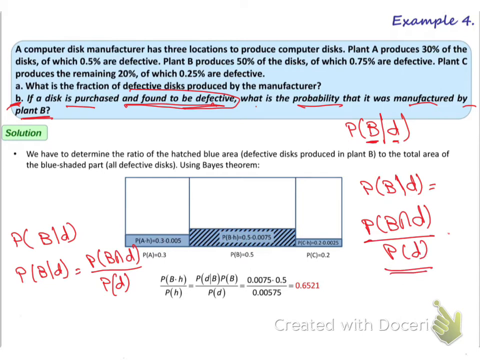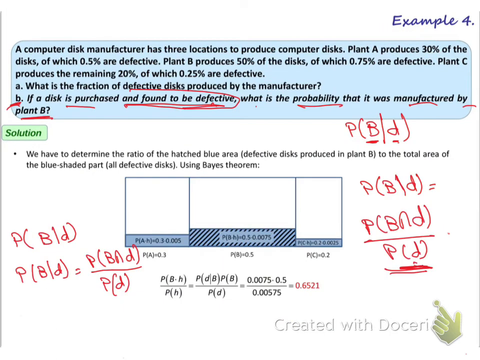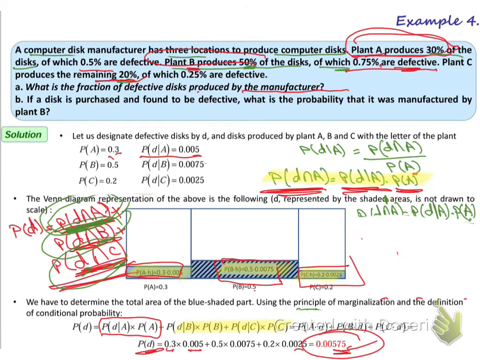So do I have the probability of D? Yes, defective. I have got it in the previous example, which is 0.00575. This is the probability of D, defective. So I have this one. Do I have the probability of B intersect D? I don't have it. I can get the probability of B intersect D as a given, because all the givens are here.